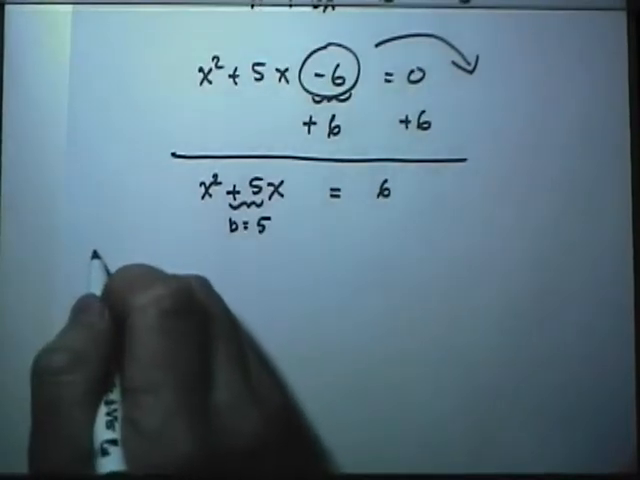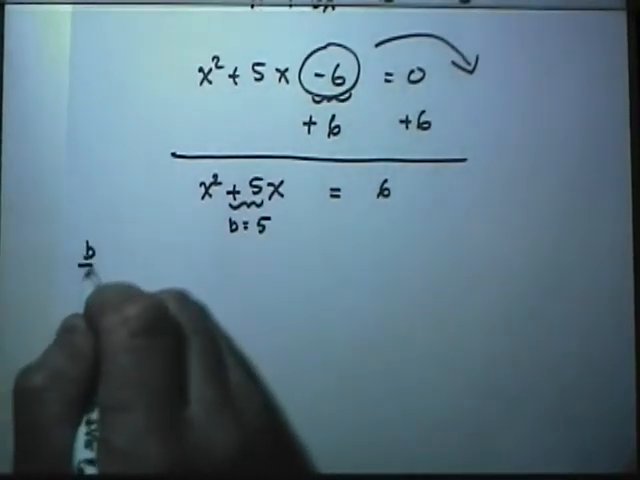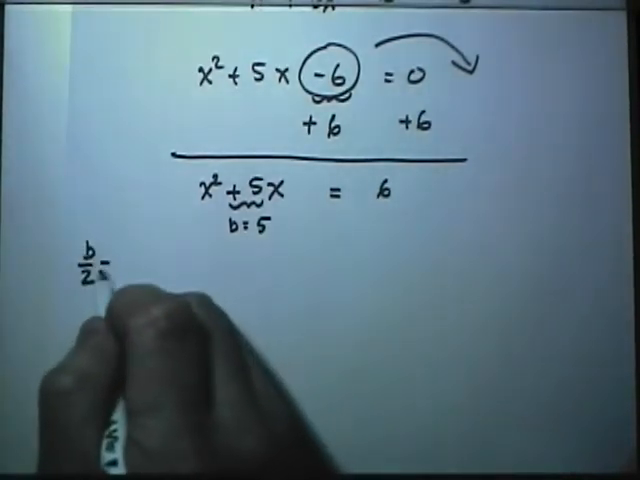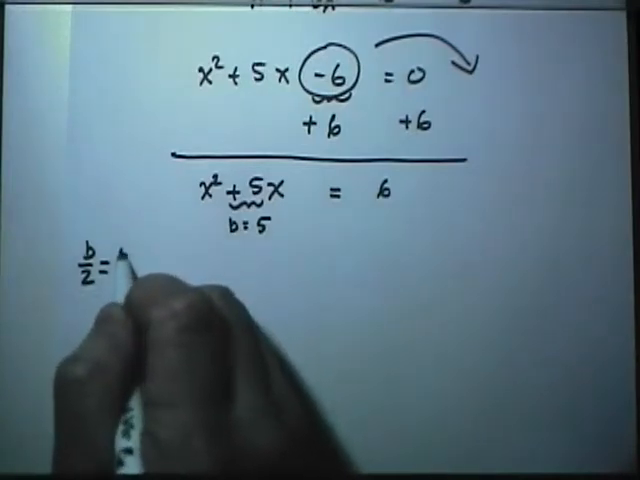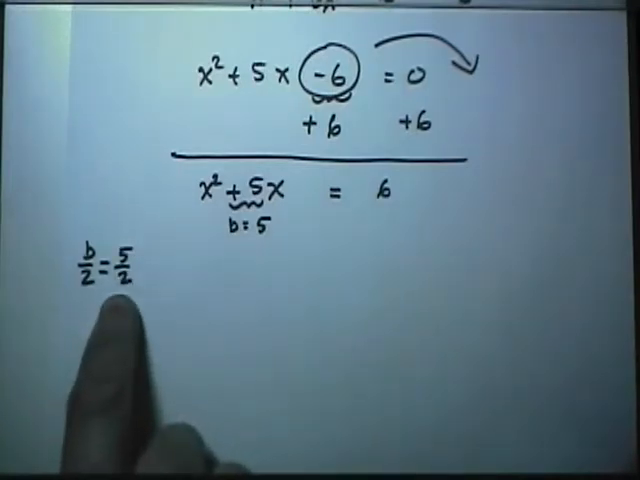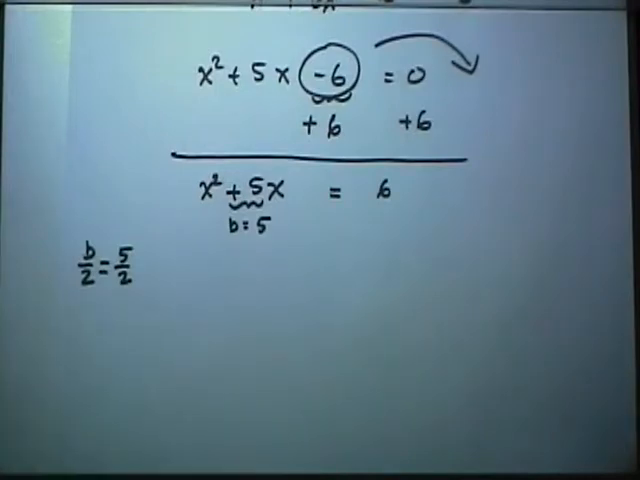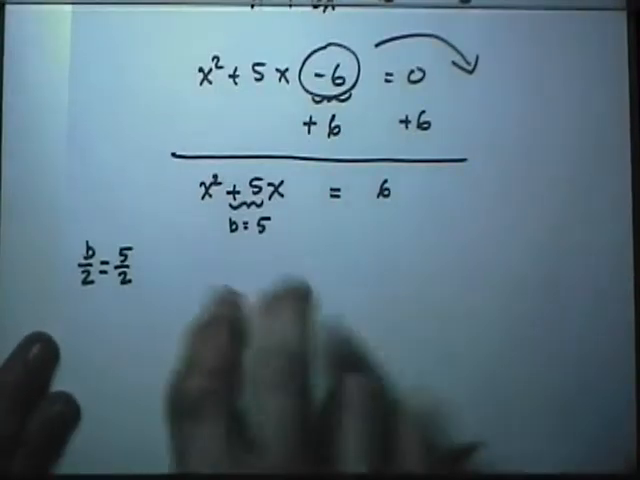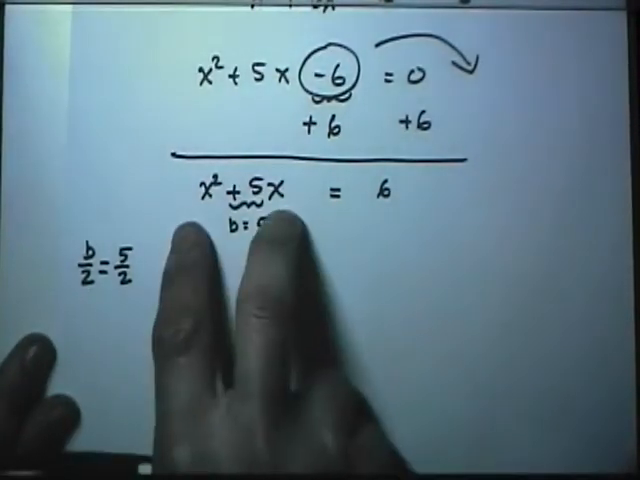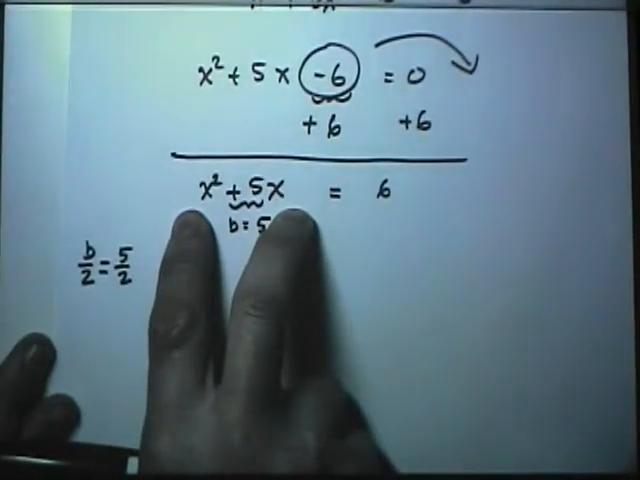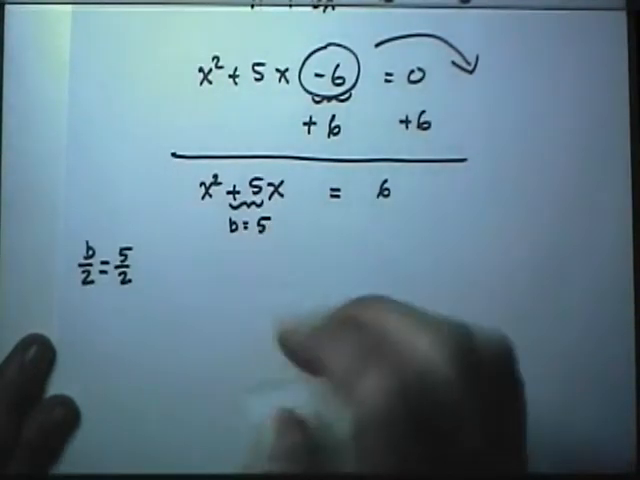So now, once again, on my little side note here, I have to do b over 2. And as a quick calculation, b over 2 is 5 over 2, and we should leave that as a fraction. Okay? So now what I'm going to do next is turn the left side of the equation into a perfect square.